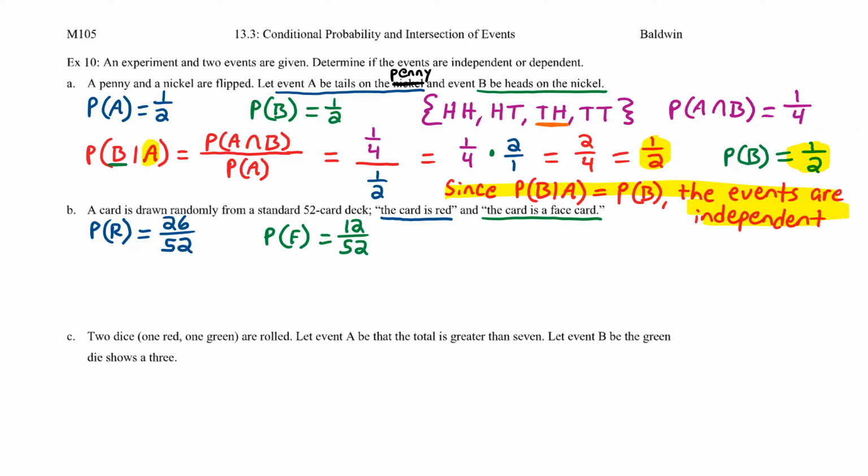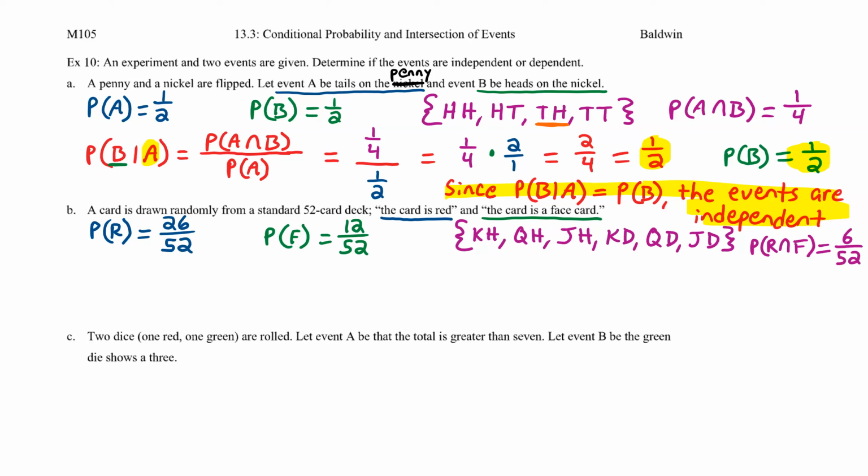And so then we need to think about the probability of the intersection. So if we think again about the set, well, we could have our king of hearts, our queen of hearts, our jack of hearts, our king of diamonds, our queen of diamonds, and the jack of diamonds. So we can see there are 6 cards that fall into both categories. So that would be the intersection. So the probability for the intersection is going to be 6 out of 52.